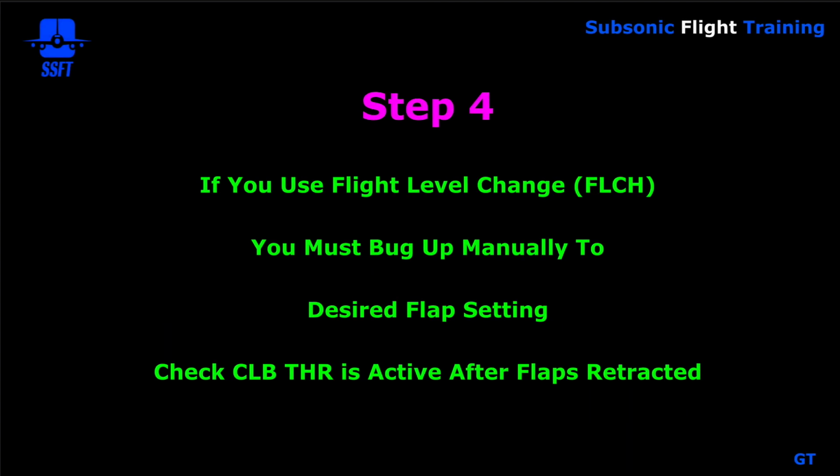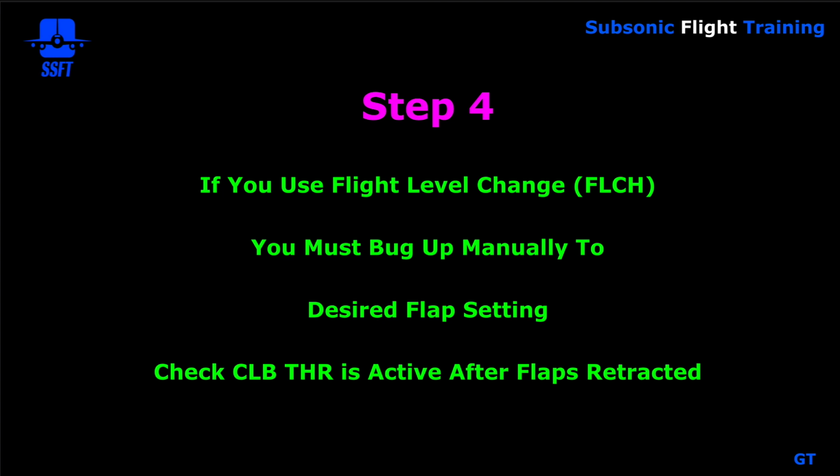Your other choice is you can use flight level change. With flight level change, you would push flight level change, and then the bug is going to be at your target speed, and then you have to bug up the speed manually because it's not going to go up automatically like it did in VNAV. So again, we would bug up to our desired flap speed. We would retract the flaps to that desired flap setting, whether it be 5 or 1 or up.